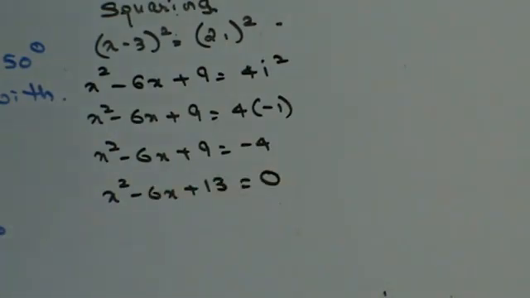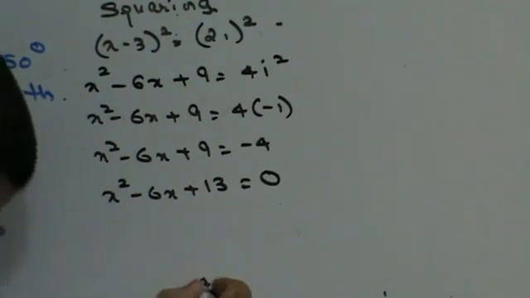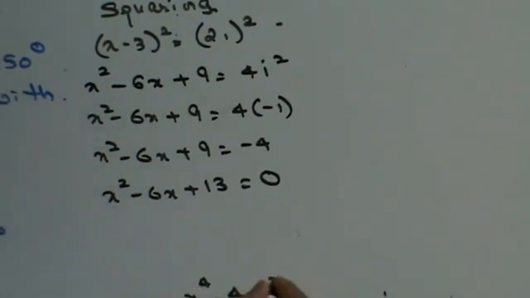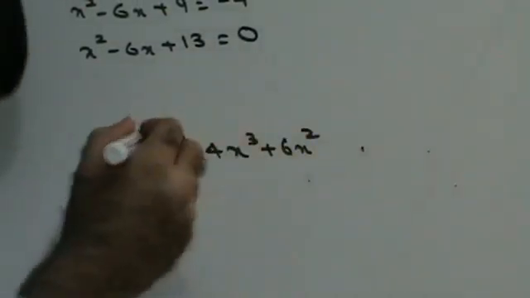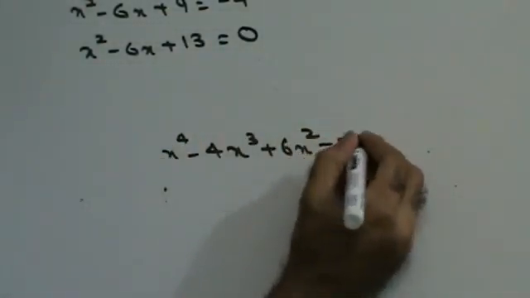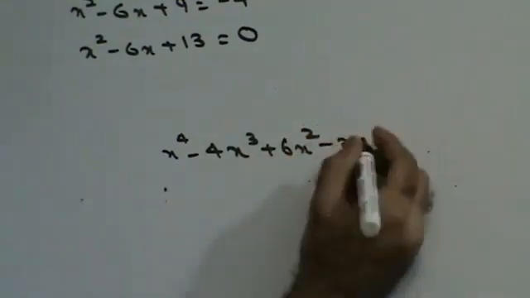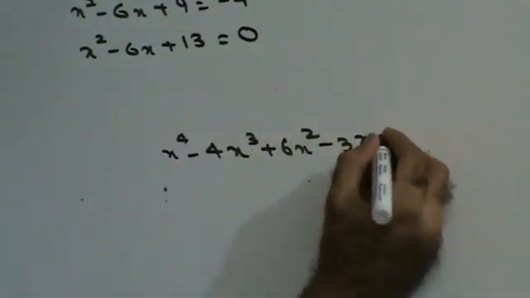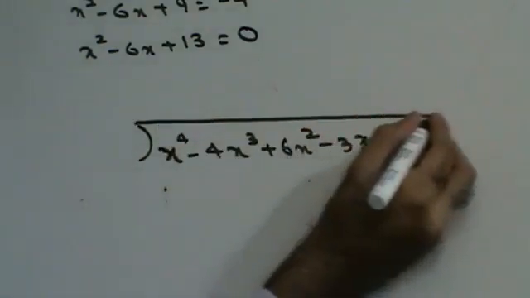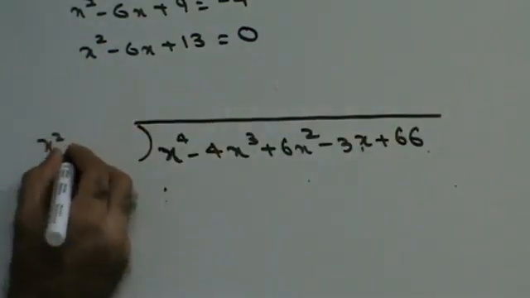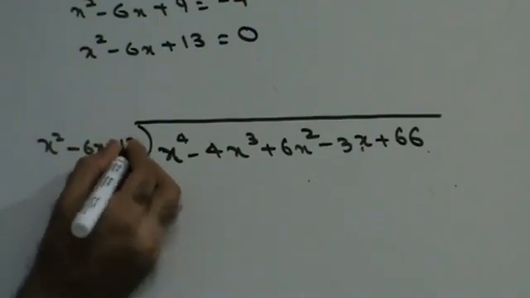They have asked you to find the value of x raised to 4 minus 4x cube plus 6x square minus 3x plus 66. Whatever they have asked you to find the value of, divide that number with what you just got, x square minus 6x plus 13.